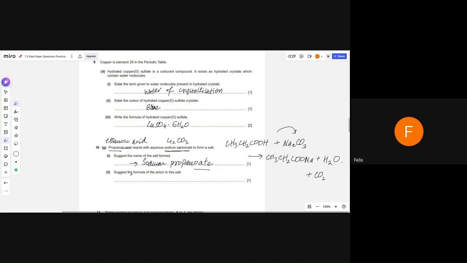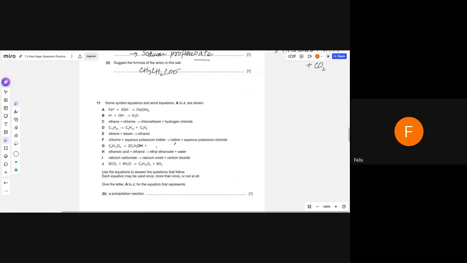Now we move on to the next question. Suggest the formula of the anion in this salt. You should know that propanoate has the formula CH3CH2COO negative. I hope this is clear. Now we move on to the next question.